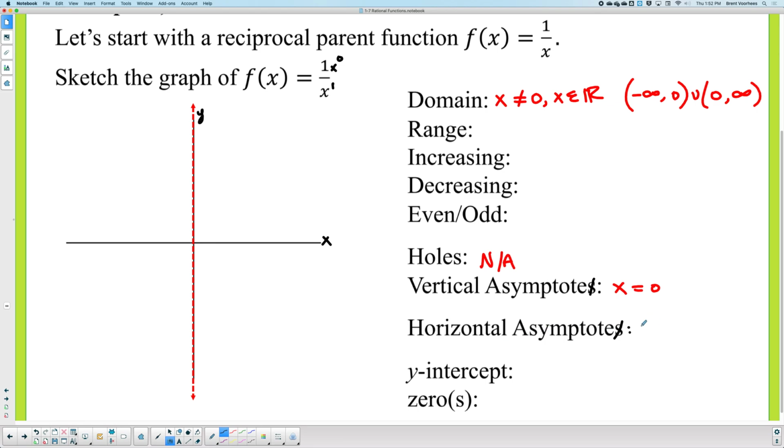Okay, we'll call this rule BOBO. Now, what does BOBO mean? It means your power is bigger on bottom. Bigger on bottom. That's what the BOB stands for. Bigger on bottom means your horizontal asymptote is going to be y equals 0. That's where the last O comes from. Bigger on bottom, it's y equals 0. So I'm going to add that asymptote now to my graph, I'm going to have this asymptote.